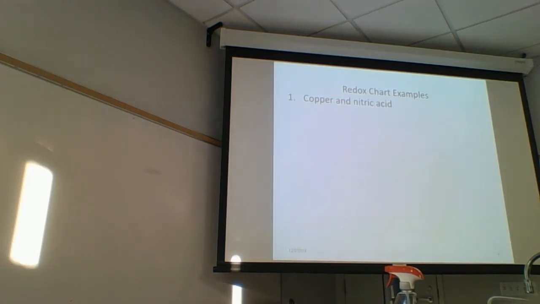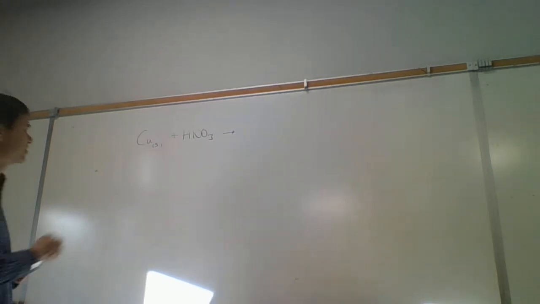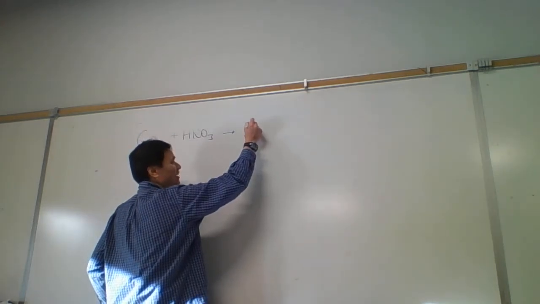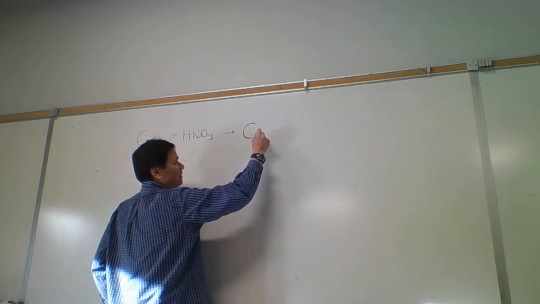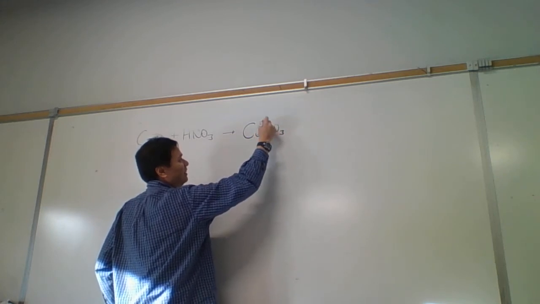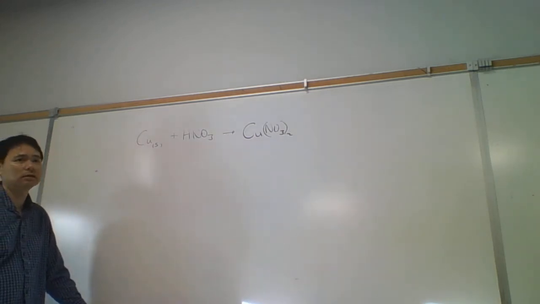HNO3. Hey, wait a minute. Doesn't this look familiar? The pattern. What kind of pattern is this? Single replacement. If it's single replacement, what does it form? Copper nitrate. Copper 1 nitrate or copper 2 nitrate? Copper 2. It turns out copper 2 is more common. So copper 2 nitrate has what formula? Cu(NO3)2. Okay. All nitrates are soluble. And? Plus H2. H2. Yeah.